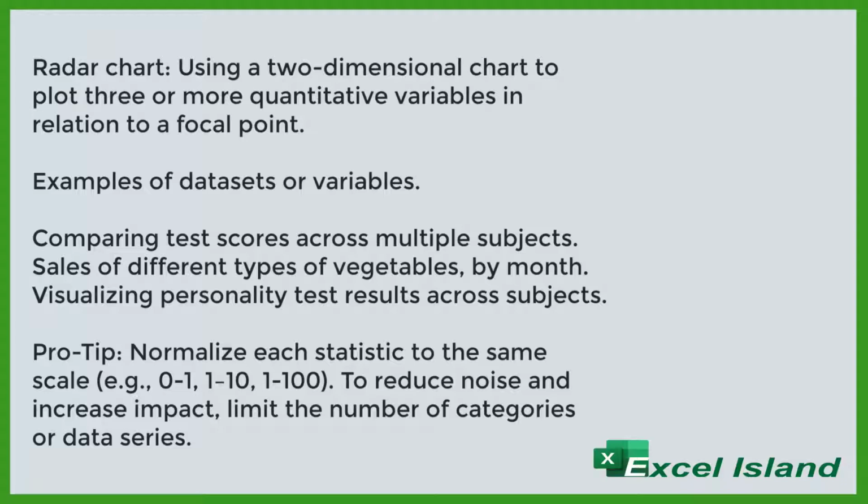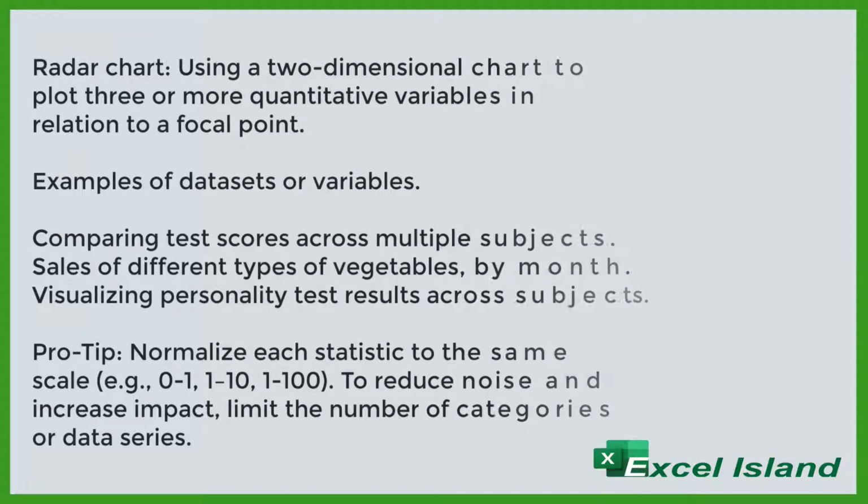So a pro tip here is that you should normalize each statistic to the same scale, e.g. from 0 to 1, 1 to 10, 1 to 100, to reduce noise and increase impact. Also limit the number of categories or data series. So let's jump into Microsoft Excel and have a demo.